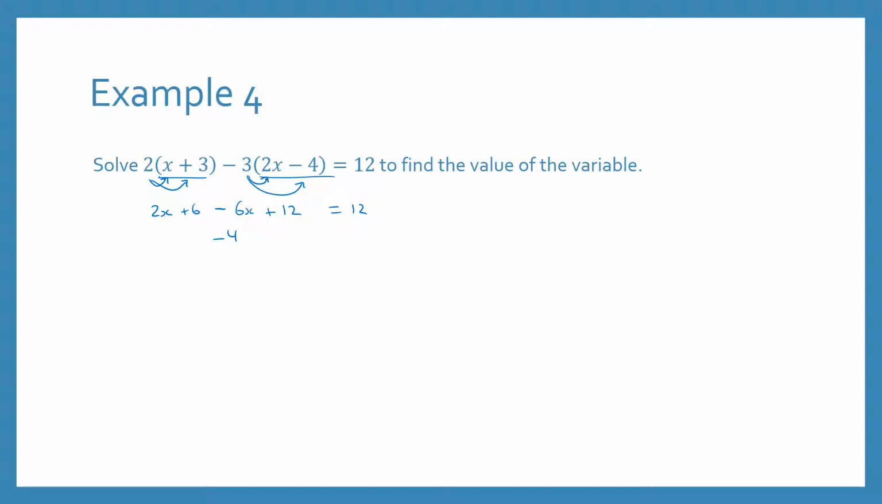We're going to get minus 4x plus 18 equals 12. Minus 4x is going to be minus 6x. Then we divide both sides by minus 4. And we're going to get minus 6 over minus 4. So x is going to then simplify down to be 1.5. And then that's our solution.